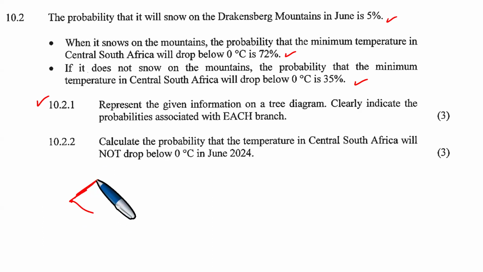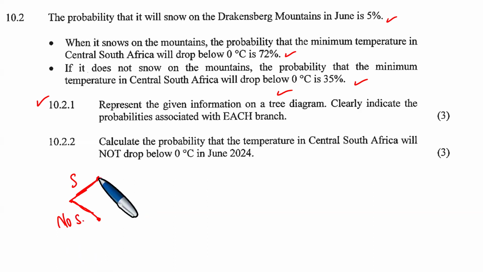At this point, the examiner is saying represent the given information on a tree diagram, clearly indicate the probabilities associated with each branch. Okay, so this is what we're going to do here. So it is either it snows or there is no snow.